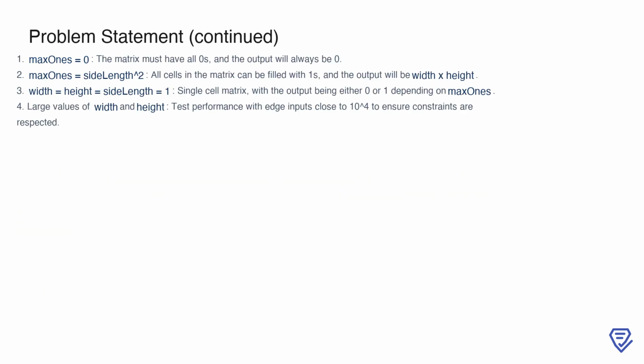Finally, let's review some edge cases to consider. If maxOnes is 0, the matrix cannot have any ones at all, and the output will always be 0. On the other hand, if maxOnes equals side length squared, it means every submatrix can be completely filled with ones, so the output will simply be the total number of cells in the matrix, which is width times height. For a single-cell matrix, where width, height, and side length are all 1, the output depends on whether maxOnes is 0 or 1. Lastly, it's important to test the solution with large matrix sizes close to the upper constraint of 10,000 by 10,000 to ensure that the implementation remains efficient and adheres to the problem's constraints.